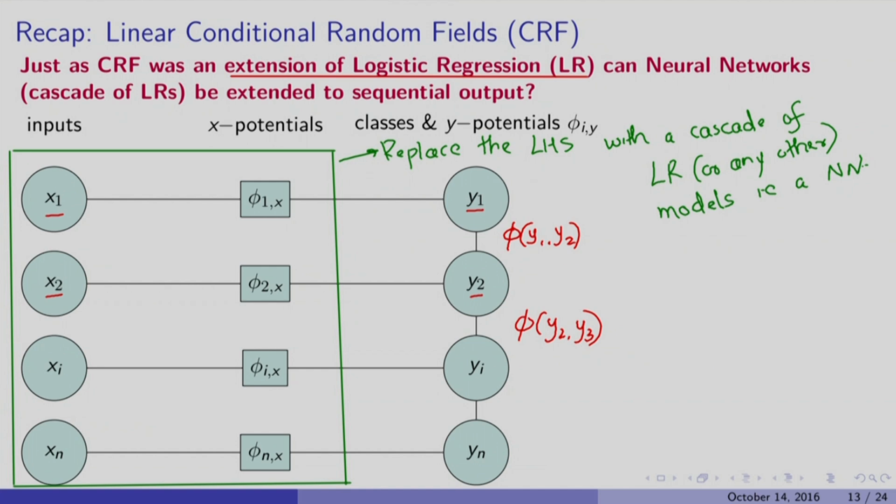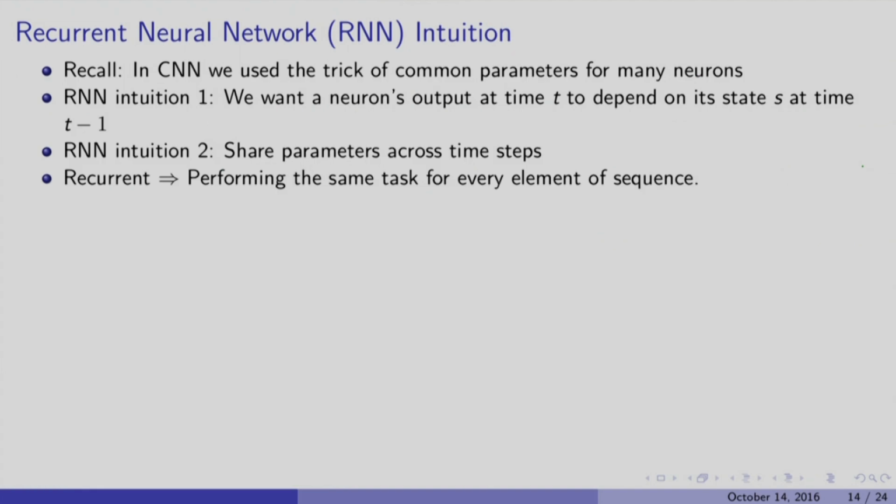So this basically brings us to recurrent neural networks. Our goal is to be able to make predictions on sequence data, where the sequence could come from either temporal sequences or it could be structural sequences. Here is the basic idea. In the CNN we use a trick of common parameters for many neurons. Additionally, we also exploited certain structure. Can we do the same two things with recurrent neural networks?